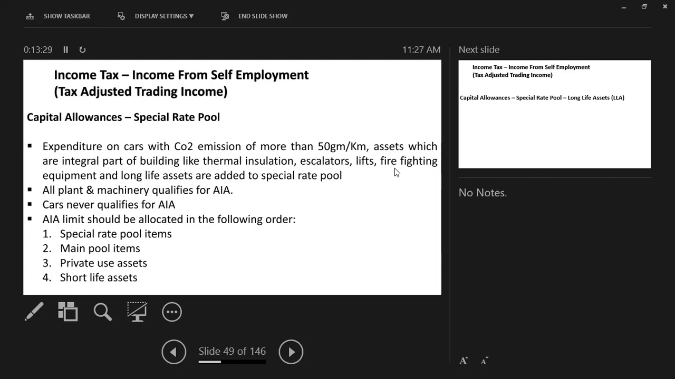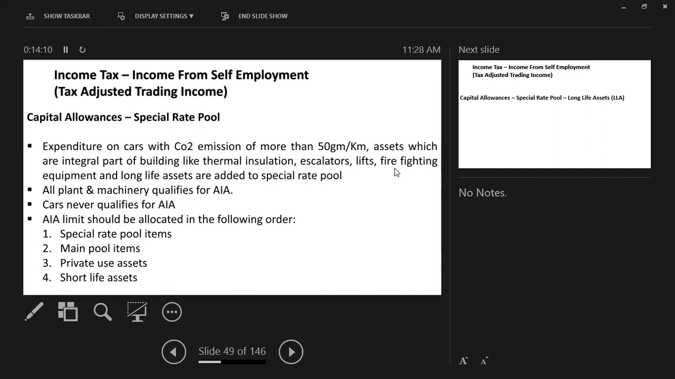of purchase. So if, for example, the investment is more than 1 million, definitely the excess will not be relieved against AIA, so that we can continue at 6%. But if we claim AIA against, for example, the main pool first, the majority of the amount will be covered against the main pool. So special rate pool items may then have to be added into the special rate pool and they will only be relieved at 6%. But this only applies if we have a total investment of more than 1 million.